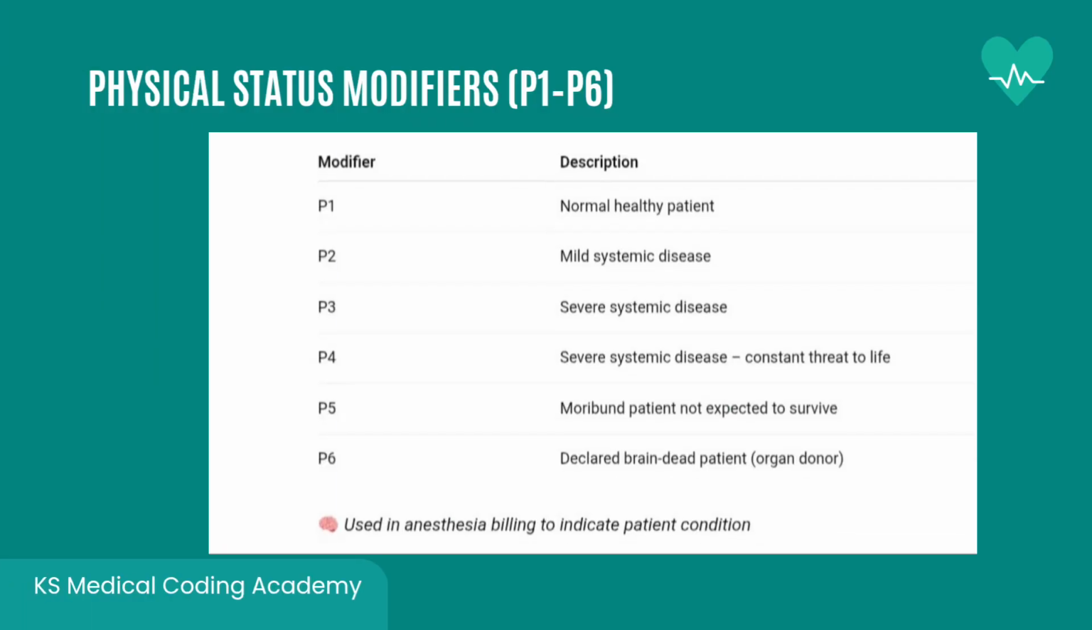Physical status modifiers, P1 through P6. Modifiers P1 through P6 are used to describe the patient's physical condition during anesthesia. P1 means a healthy patient. P2 means mild systemic disease. P3 means severe systemic disease. P4 and P5 indicate serious or life-threatening conditions. P6 is used for a declared brain-dead organ donor. These modifiers help determine the risk level and can affect reimbursement.